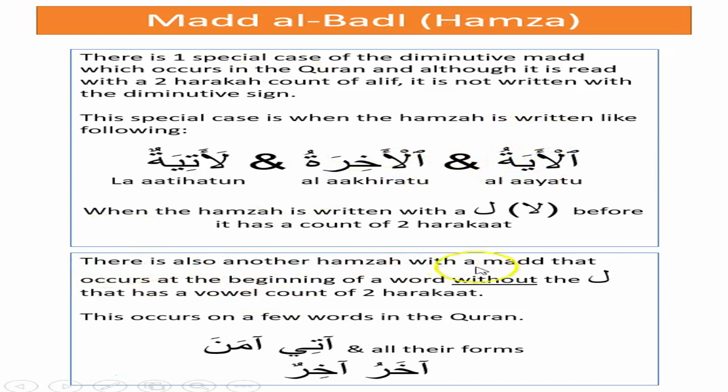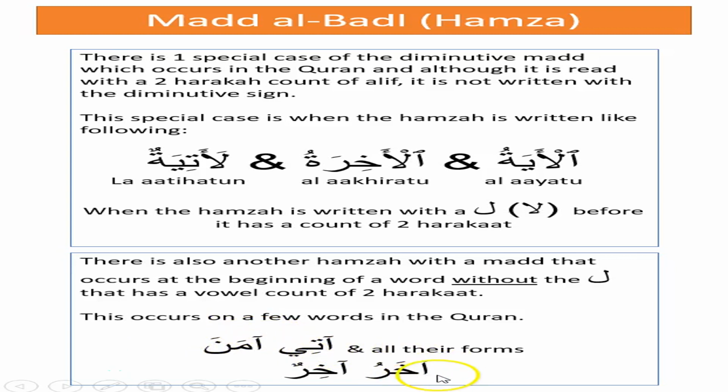There's also another hamza with a Mudd Badl which occurs at the beginning of the word without the lam, that has a vowel count of 2 harakat. This occurs on a few words in the Quran. Ati, and all of the forms of ati and amana. So we have ati and amana, amantu, amanna. So there are different forms of this.